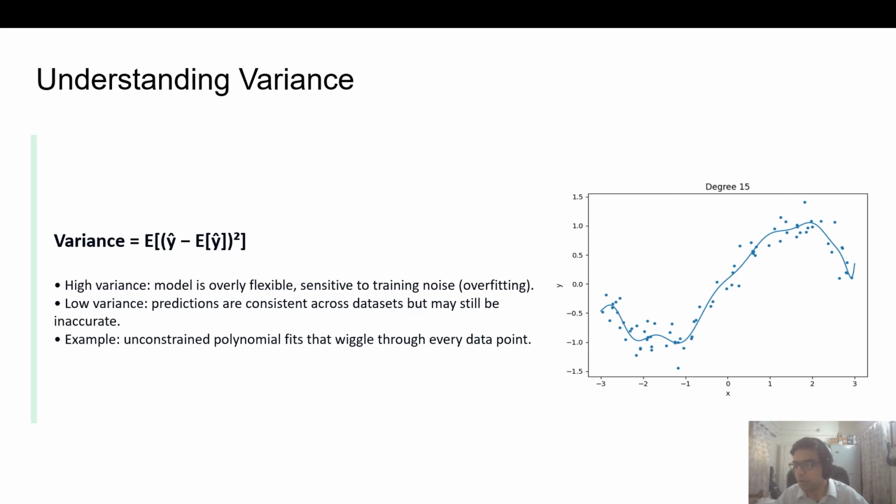A low variance model is more stable. It will give similar predictions across samples, but it still might suffer from bias if it's too simple. So reducing variance can involve simplifying the model and selecting fewer features or adding regularization.